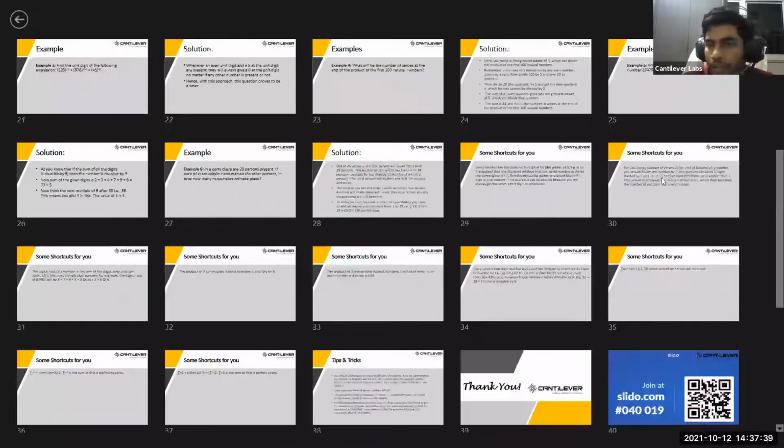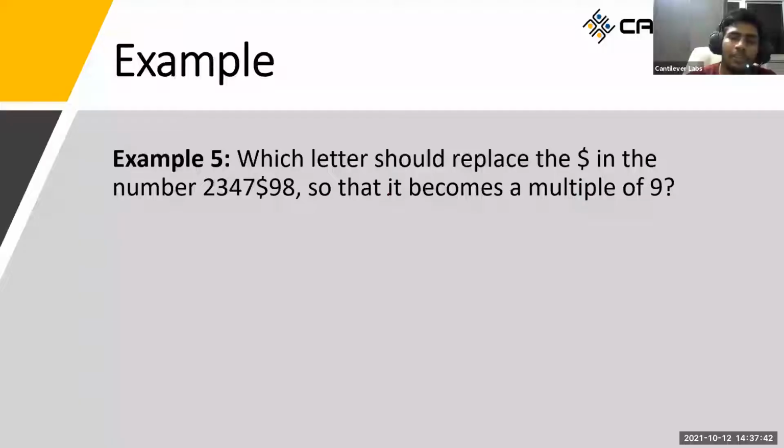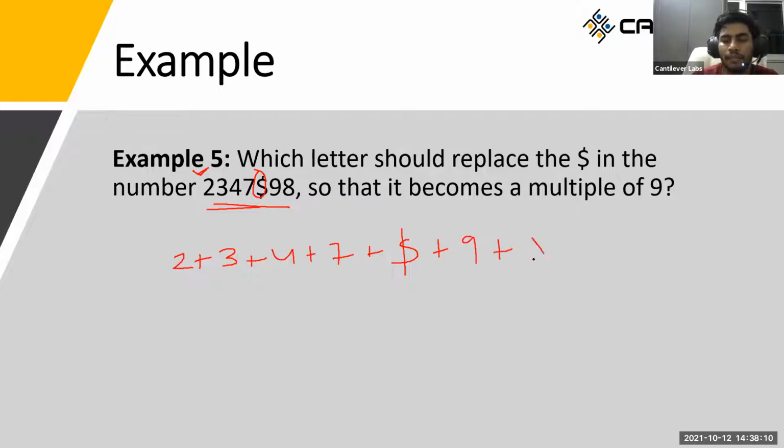So we need to see whether this number is a multiple of 9. If this number is a multiple of 9, then it should be divisible by 9. Correct. So if it is divisible by 9, we just have to find the value of dollar which makes the sum of the digits of this number divisible by 9. Okay, so we'll just add this up. 2 plus 3 plus 4 plus 7 plus this dollar, where dollar here is the variable, plus 9 plus 8. Just add 2 plus 3, 5, plus 4, 9, plus 7, 16, plus 8, 24, plus 9, 33.